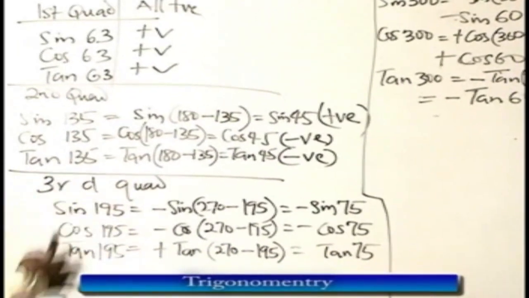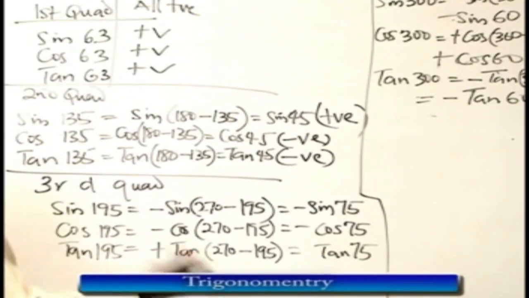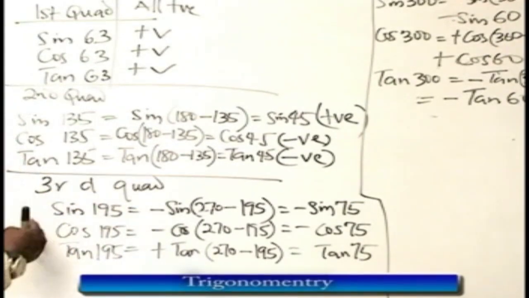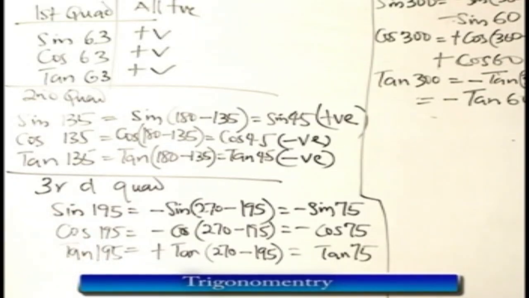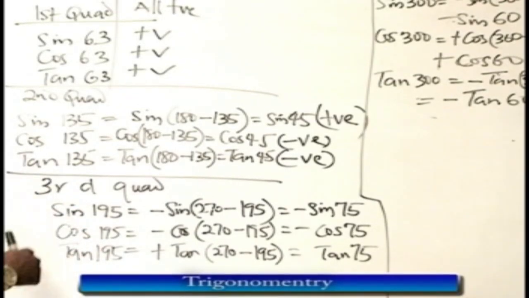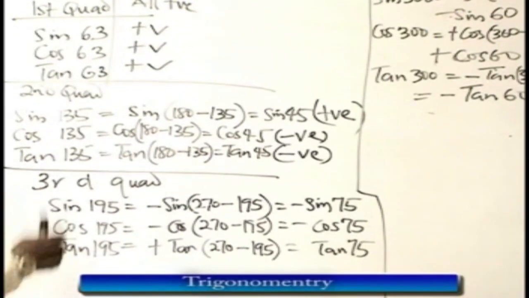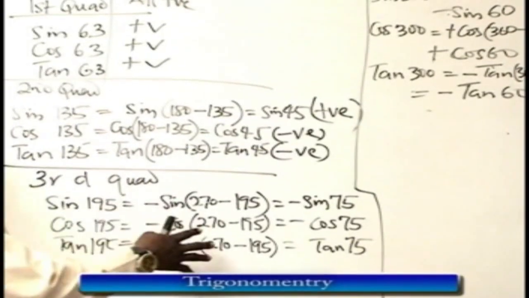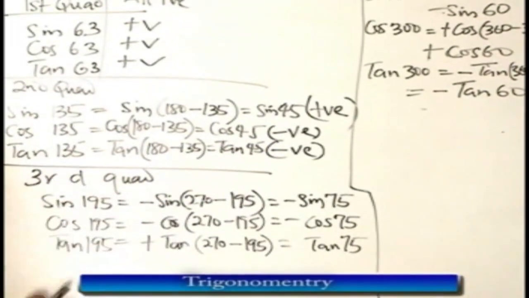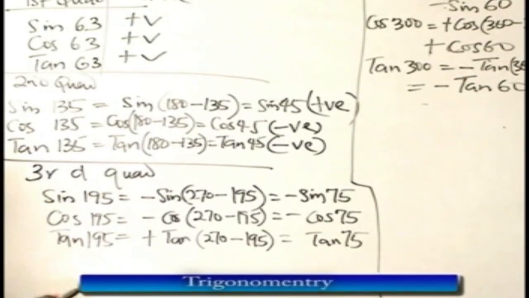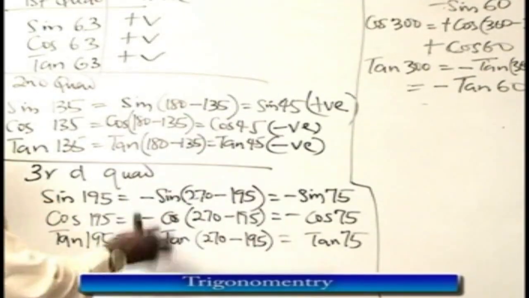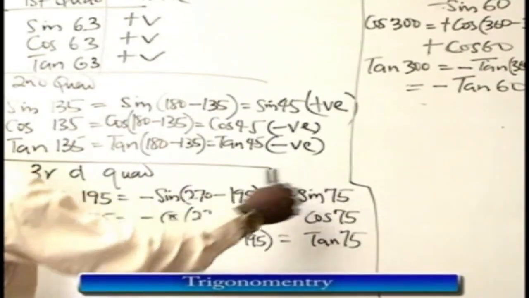Third quadrant are angles that are over 180 but are less than 270. Between 180 and 270. Again, we have chosen 195. And in the third quadrant, only tan is positive. The way to go about it is to subtract the angle that you have been given, which could be 230, which could be 220, which could be 240. You subtract it from 270. And in this case, we've got 75.